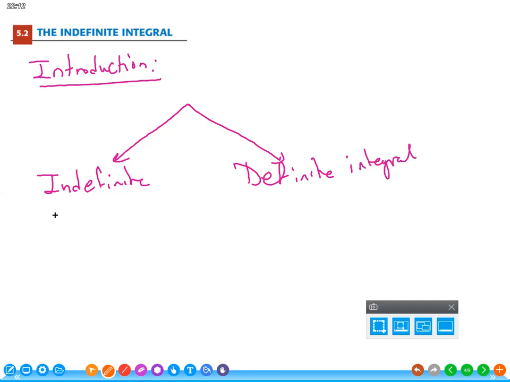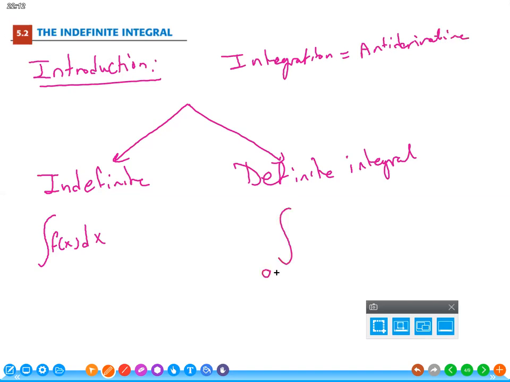For indefinite, we have this symbol, integration of f of x dx. Integration means antiderivative, the opposite of the derivative. Definite integral means we have a lower boundary and an upper boundary, integral of f of x dx. This has many applications in real life to find area and volume. You will take it in sections 5.4, 5.5, 5.9, and so on.